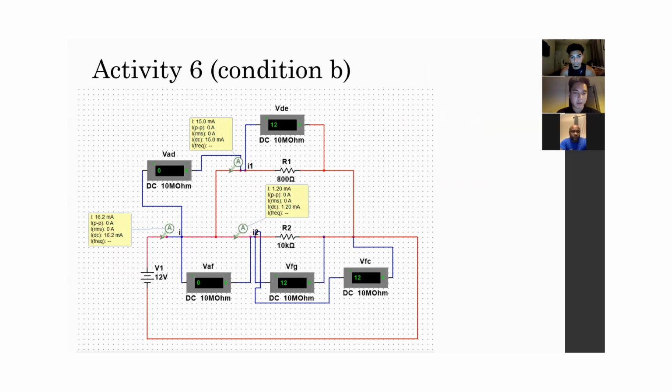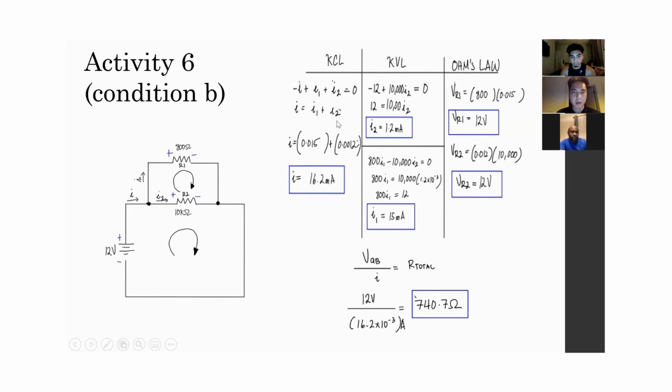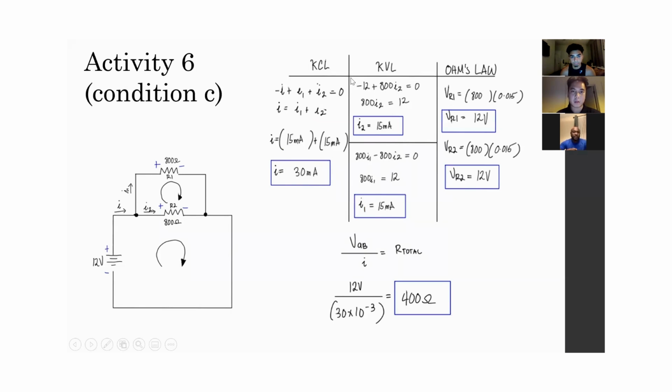Here's activity 6, condition B. It's pretty much the same process we followed earlier in order to get the total resistance. If we look here, we did the KCL and the KVL again, and we get a total current of 30 milliamps. In a parallel circuit, we get the same voltage across the branches.